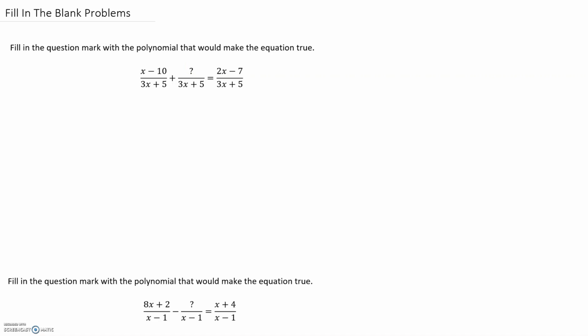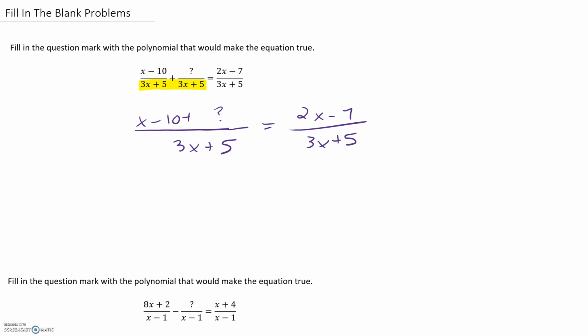So first thing we're going to do is look to see if we have a common denominator. Okay, we definitely do. So we don't have to do anything to the denominators, right? So we know if we have a common denominator and we're adding, we would do x minus 10 plus whatever our question mark is, all over 3x plus 5. And here we know it equals 2x minus 7 over 3x plus 5, right? Because when we're adding rational expressions, we keep the common denominator and then just add the ones on the top.